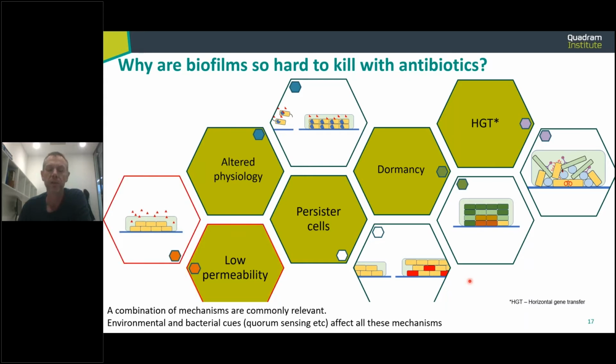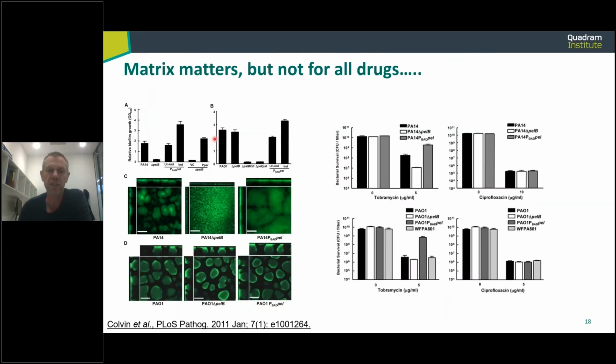So just going to pick up on a couple of these in a little bit more detail. So low permeability, this is some data from a paper from 10 years ago now, which showed that matrix production is important, but it depends on the drug and also the strain. So here we have two different Pseudomonas strains, PA14 and PA01, forming a biofilm, which is shown here in this flow cell model. Then if you disrupt PEL, which is a polysaccharide part of the matrix in these strains, you can see in PA14, quantifying the biofilm, it drops a lot, and the structure is very much changed.